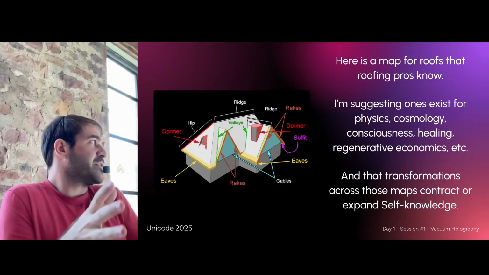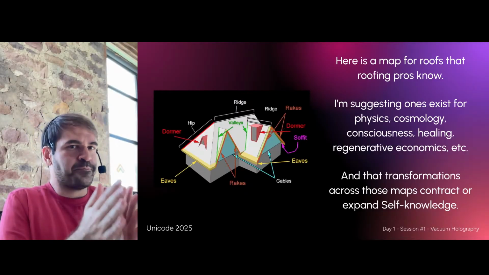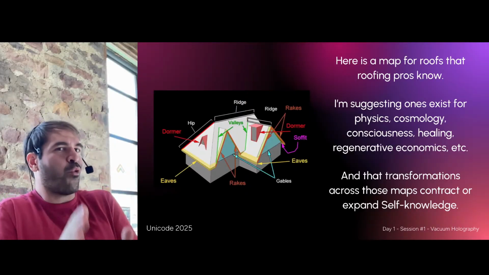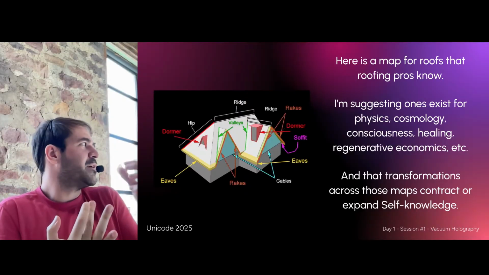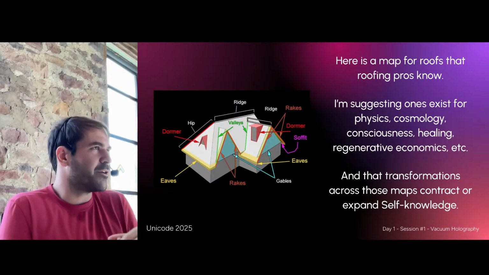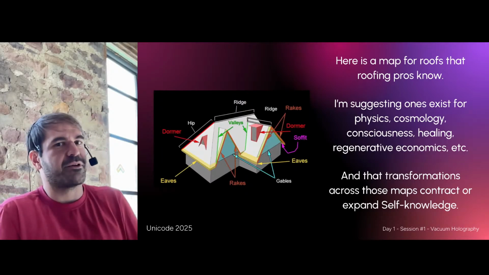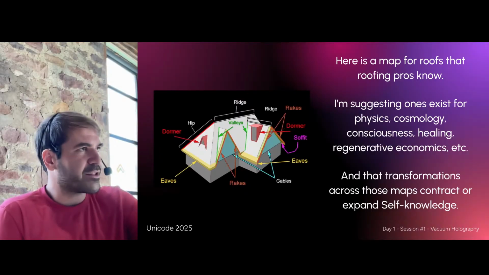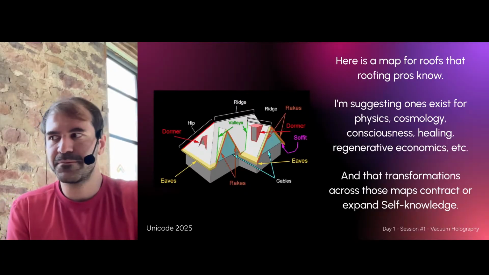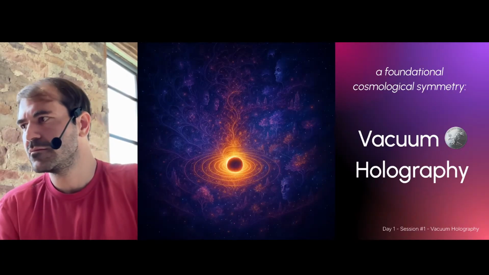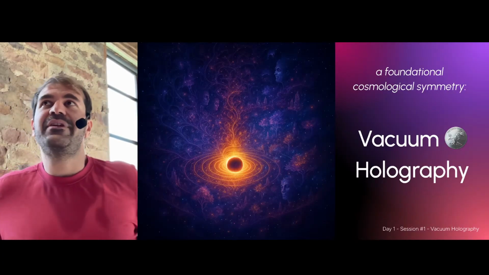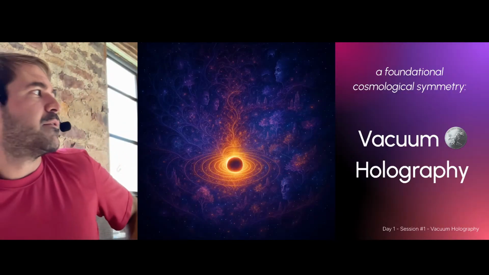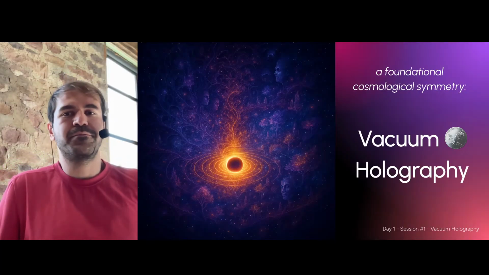So we're suggesting that maps like this exist, but for physics, cosmology, consciousness, healing, regenerative economics, etc. And that transformations across those maps contract or expand self-knowledge. So this is a foundational cosmological symmetry. Vacuum holography.